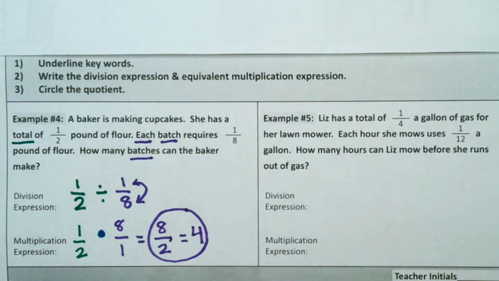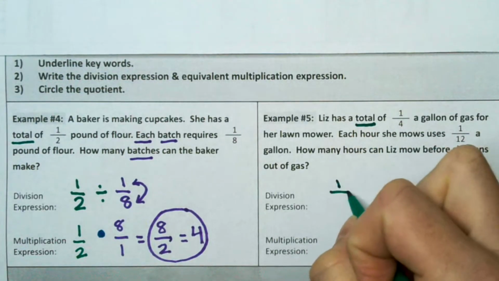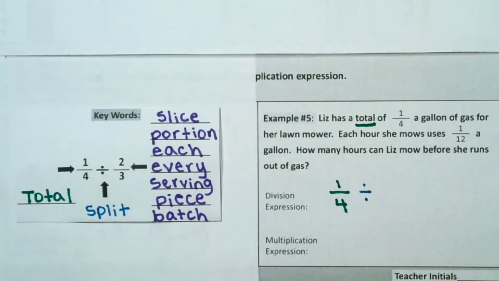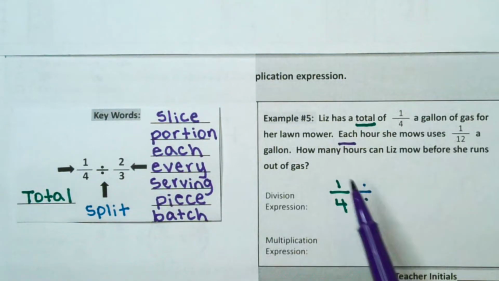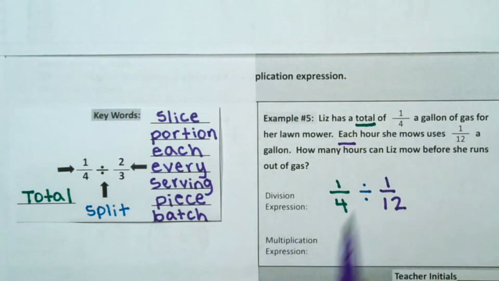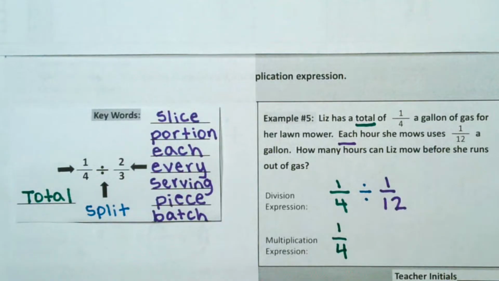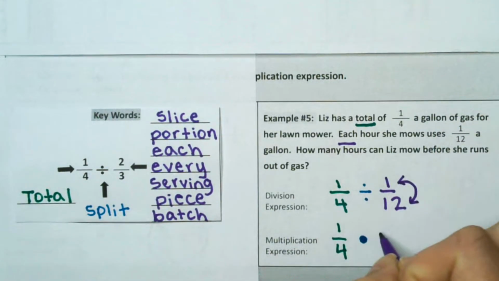For example 5, you should have underlined total, which goes with 1/4. That tells us 1/4 will be the first number in our division expression. You also should have underlined each, a keyword to tell us the second number in our division expression, which is 1/12. And then we'll do what we do with dividing fractions. We will keep the first number, multiply, and flip our second number. 1/12 becomes 12/1.